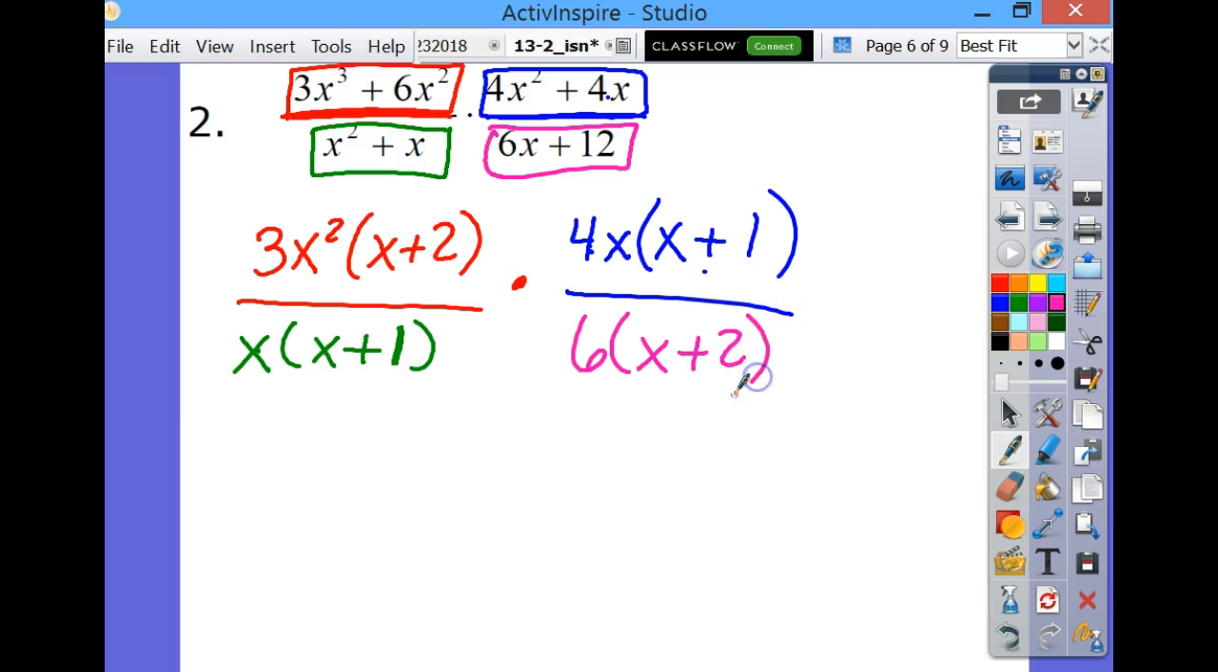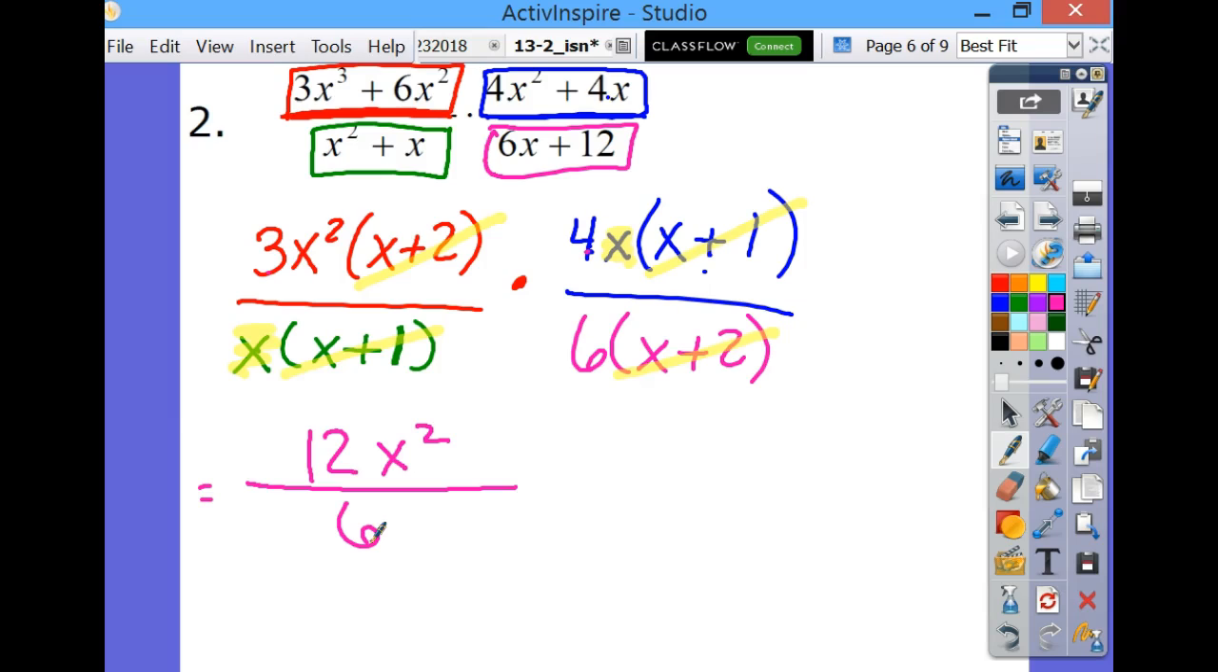x plus 2? Now that I have it all factored out, I want to cancel out everything I can. The x plus 2 on top cancels out the x plus 2 on bottom. x plus 1 on top cancels out an x plus 1 on the bottom. This x will cancel out that x. So, what's left? 3 times 4 is 12x squared. What do I have left on the bottom? 6.